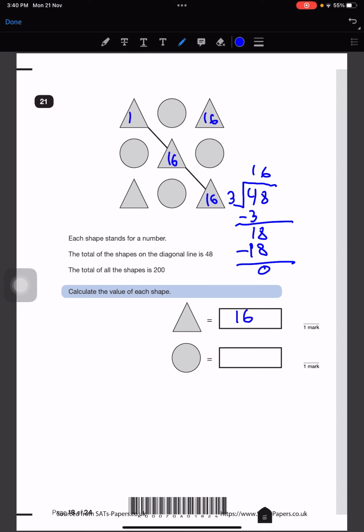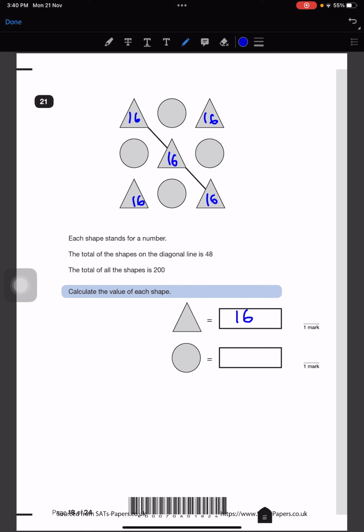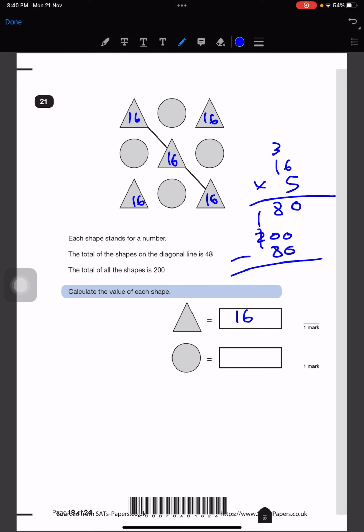And next, to find the circles, first we're going to add all of these. We can do 16 times 5 because there are 5 triangles. So this will be 30, and then that will be 5, and this will be 80. So this equals 80. So 200 subtract 80. This will be 1, and then this will be a 10, 0, and then 10 minus 8 is going to be 2, and then this will be 120.